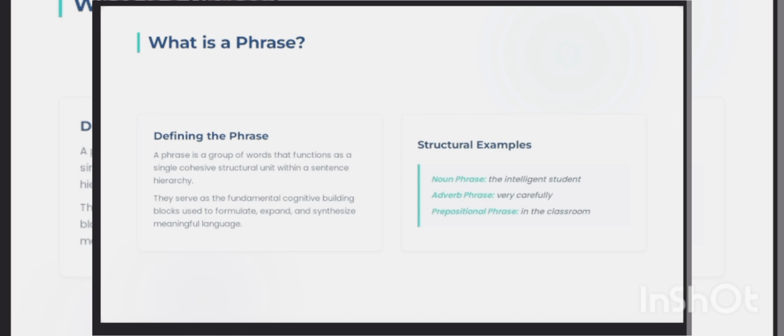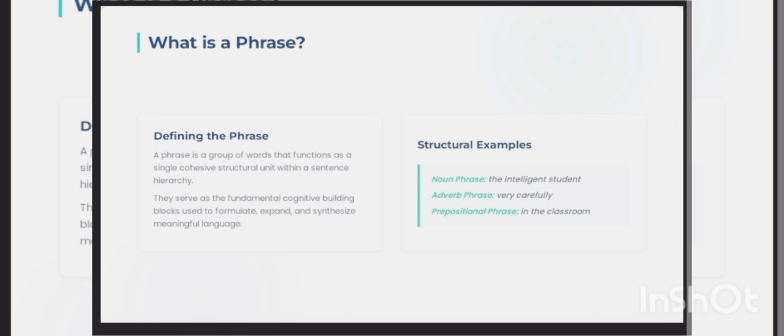Now let's look at the examples given on the slide. Noun phrase: the intelligent student. Adverb phrase: very carefully. Prepositional phrase: in the classroom. Each of these groups of words acts as a single grammatical unit. Instead of interpreting every word separately, our brain processes these phrases together, which makes language easier to understand.